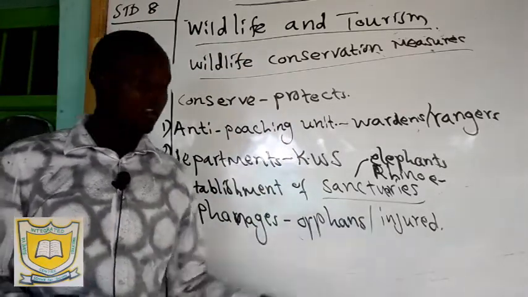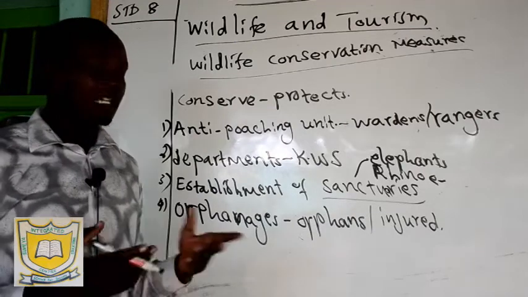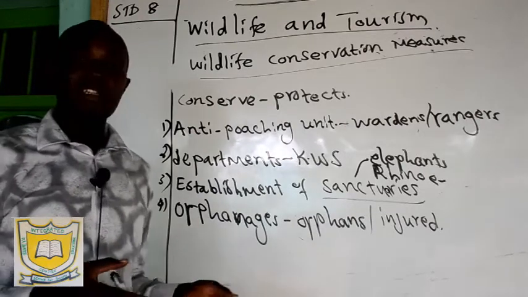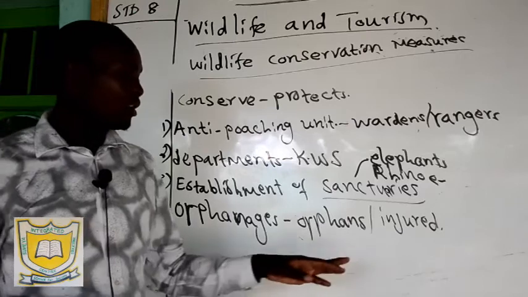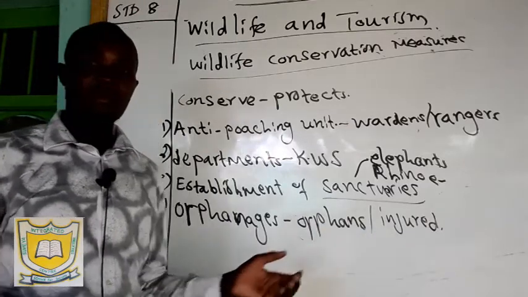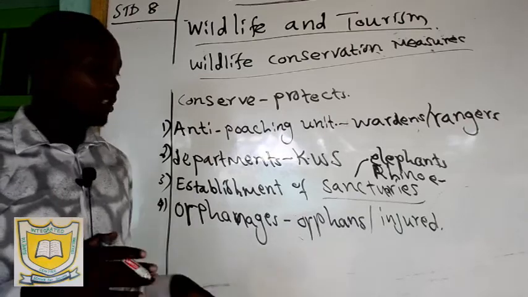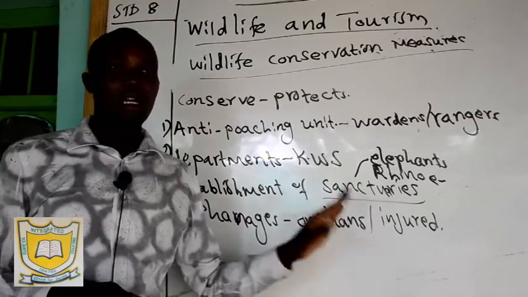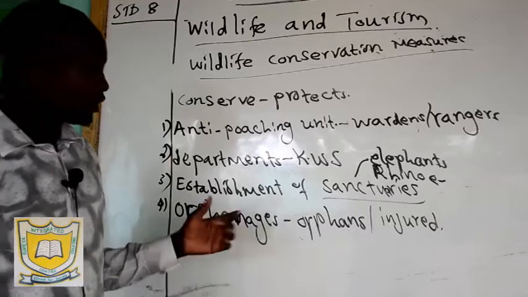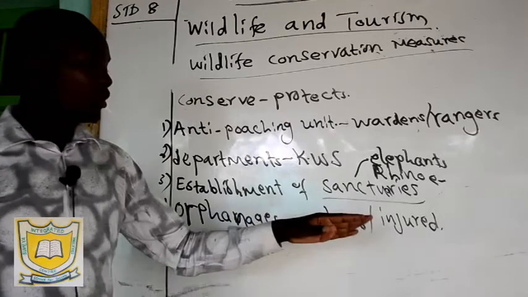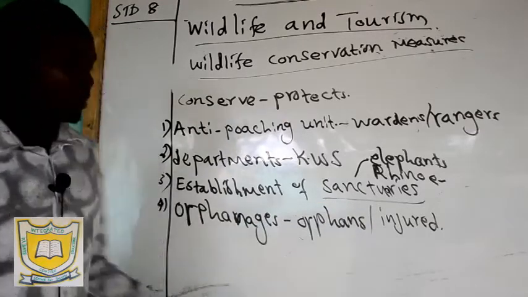Also injured animals, maybe an antelope was attacked by a lion, by good luck it escaped, but it is injured. So the government can go and take this animal, give it medicine and treat it so that it can come back to normal condition. So these are what we call the orphanages. We put the injured animals and the orphans.